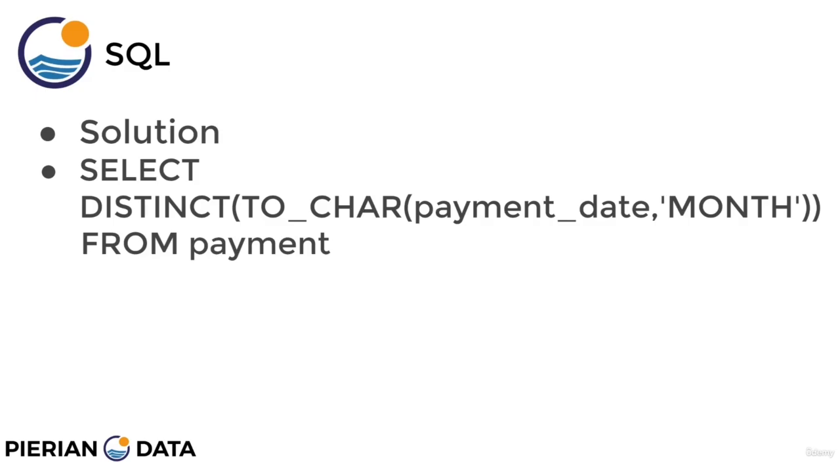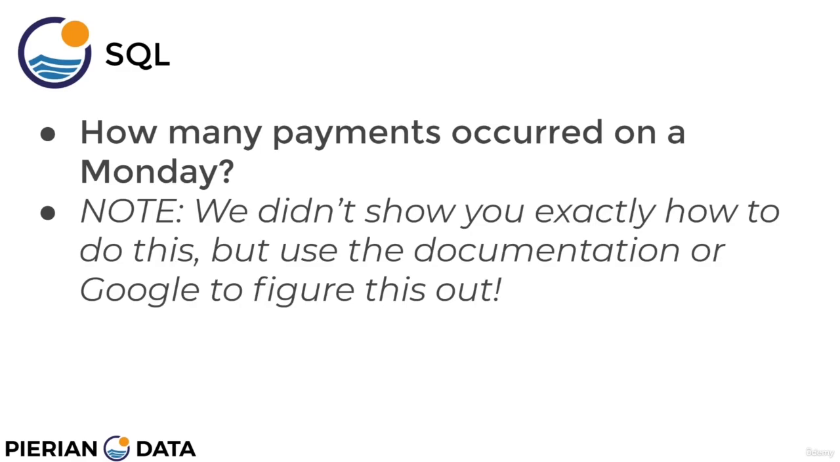Time for your next task. So your next task is how many payments occurred on a Monday. Something to note here is I didn't show you exactly how to grab something like a Monday or a Tuesday or a day of the week, but I do want you to be able to either use the documentation online or just a quick Google search in order to figure this out. So we're trying to push you in order to be able to use the different resources available for you online in order to answer real world questions. So again, the task is how many payments occurred on a Monday?